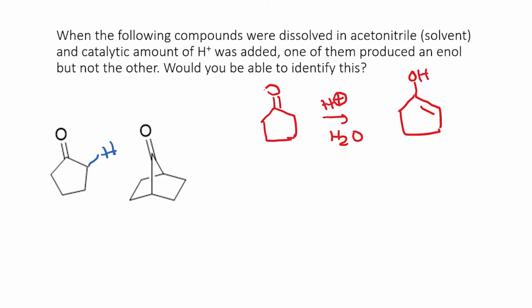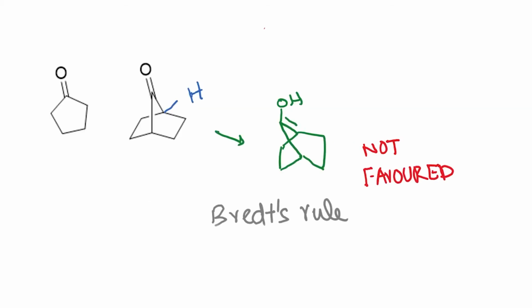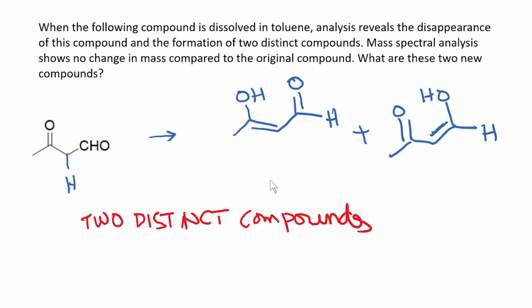Whereas in the other case, when you attempt to form the enol, although this hydrogen is enolizable, that is, it is next to a carbonyl, once it forms the enol, you actually produce a double bond across a bridgehead, and this clearly is not something that is favored. In fact, there is a rule that suggests that it is not possible, and this is known as Bredt's rule. And so we could suggest that this compound is quite unstable and therefore it would not form. So between the two compounds, the cyclopentanone is likely to form the enol, whereas this compound here is unlikely to form the enol.